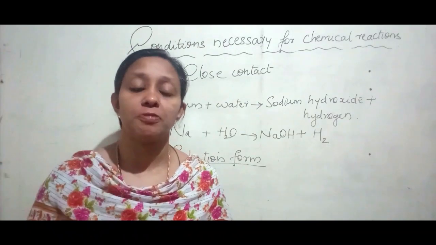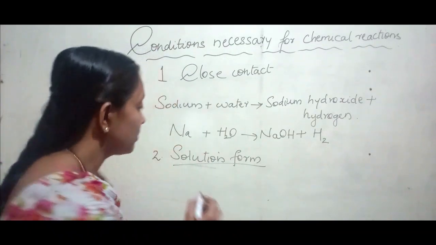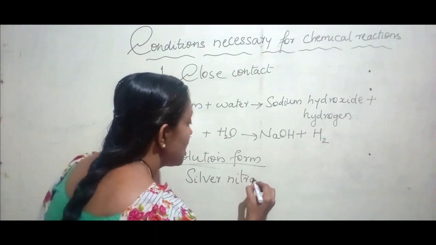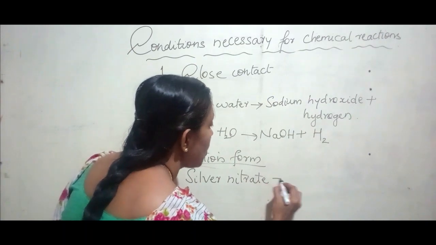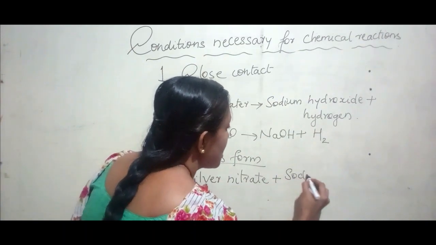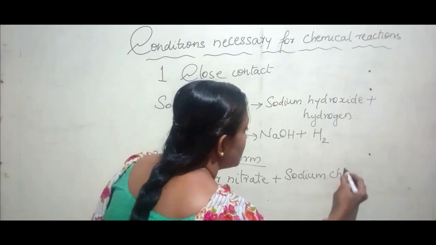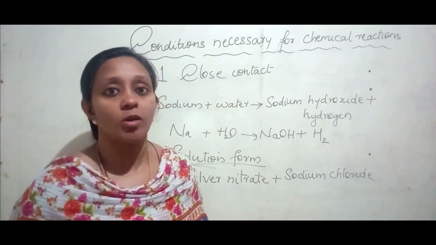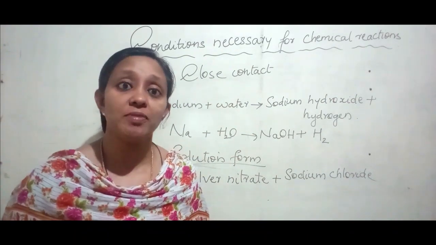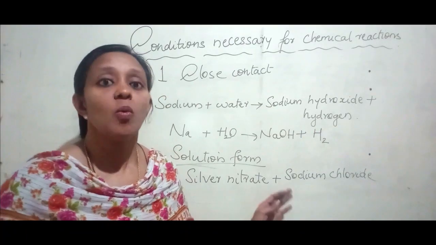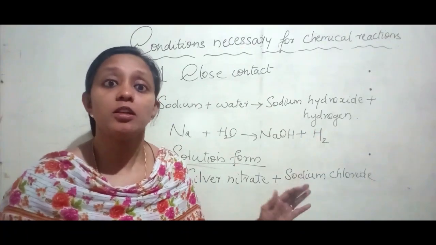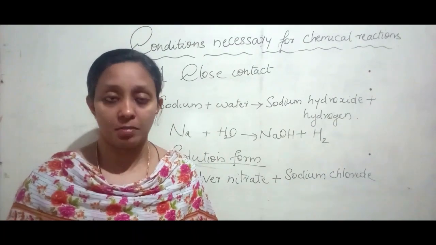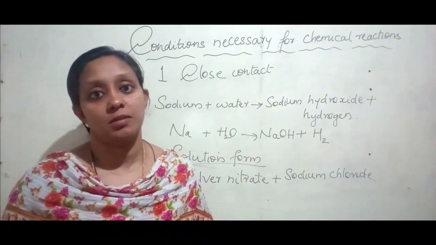Just think about two different compounds. The compounds are silver nitrate and sodium chloride. These two substances are available in their solid state. Now, once when we mix these two substances, or once if we keep these two substances in close contact, you won't find any particular change taking place. That means chemical reaction does not occur.